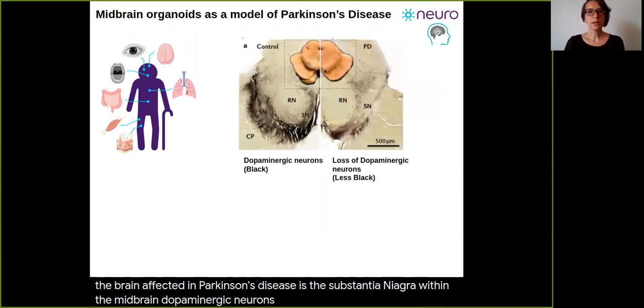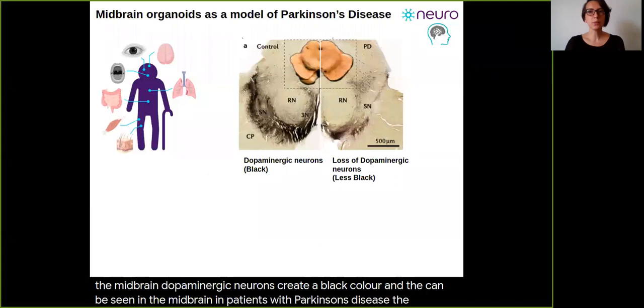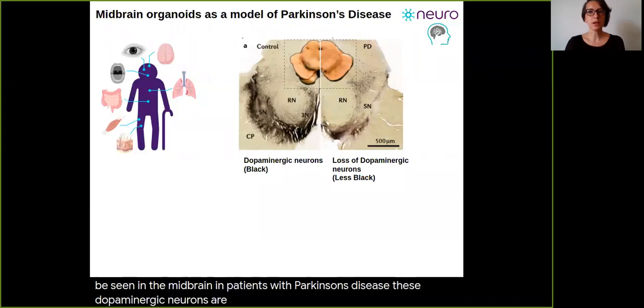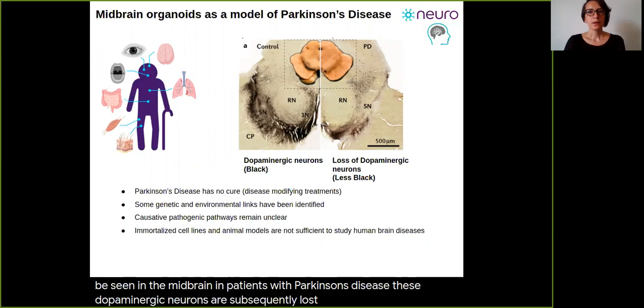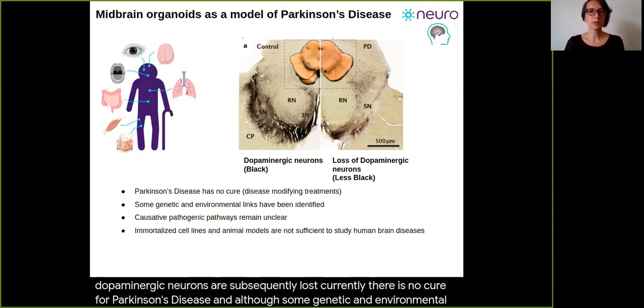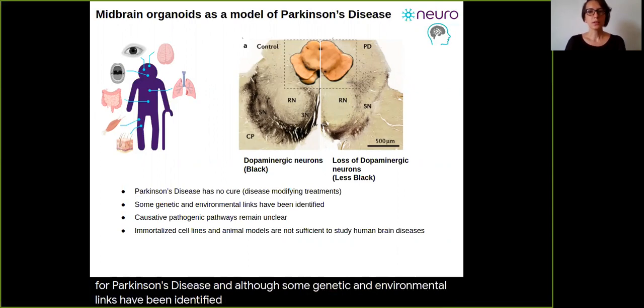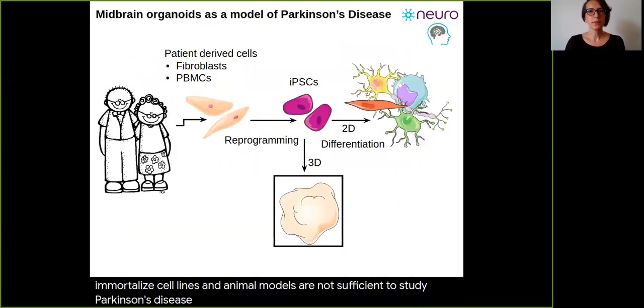Dopaminergic neurons create a black color and can be seen in the midbrain. In patients with Parkinson's disease, these dopaminergic neurons are subsequently lost. Currently, there is no cure for Parkinson's disease, and although some genetic and environmental links have been identified, the causative pathways remain unclear. Immortalized cell lines in animal models are not sufficient to study Parkinson's disease.